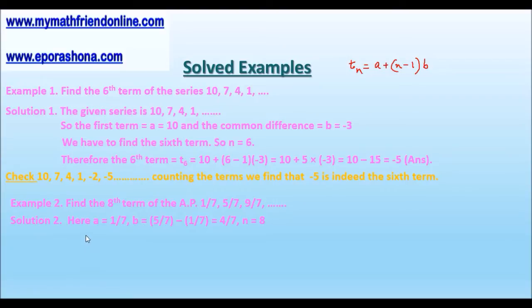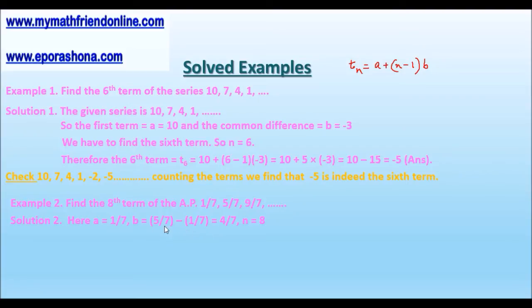Solution 2. Here A equal to 1 by 7, B equal to 5 by 7 minus 1 by 7. A is the first term. So A equal to 1 by 7. B is the common difference. This can be found out by taking the difference between any two consecutive terms. So 5 by 7 minus 1 by 7.